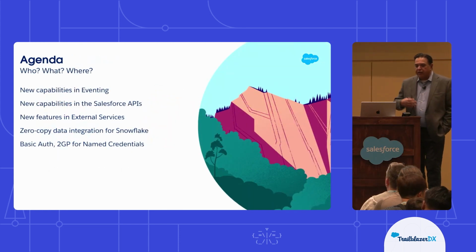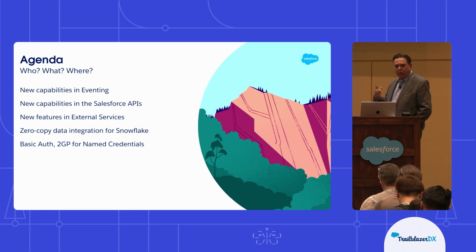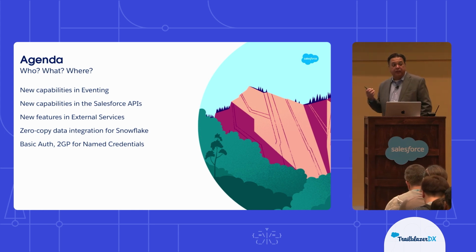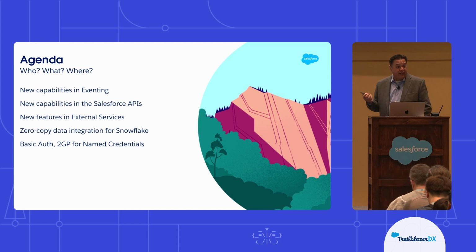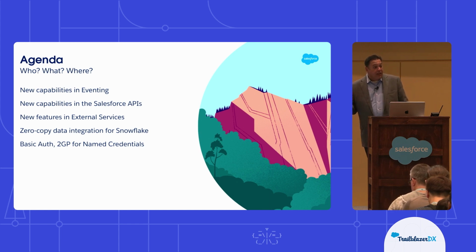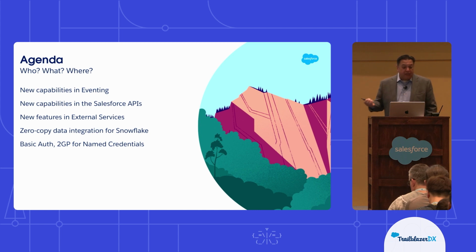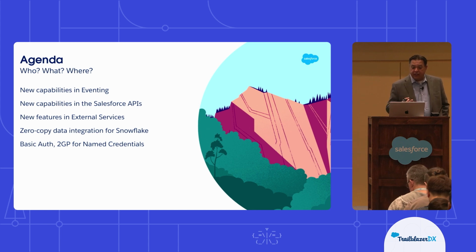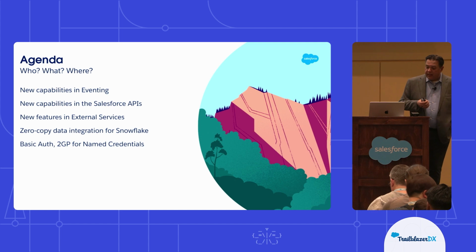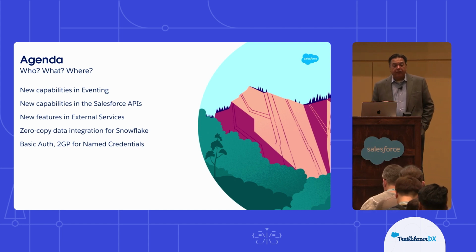All right, so what are we going to talk about today? We're going a little bit in depth here. We're going to talk really about the new capabilities that we've come out with in eventing over the last, I'd say, 9 to 12 months. Then I'm going to turn it over to Jeremy. He's going to talk about the new capabilities with Salesforce APIs. And then Ross is going to bring us home. He's got external services, the new zero copy data integration with Snowflake, and basic auth and 2GP for named credentials.